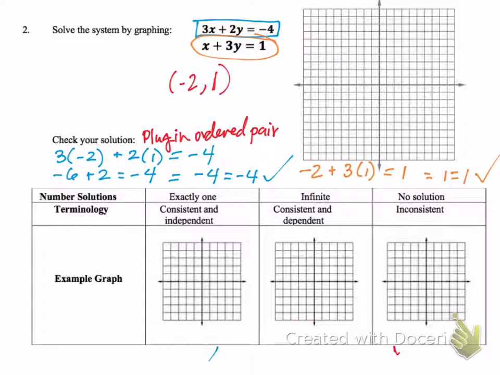So those both work. So there's 3 different types of solutions. If you have exactly one solution, that means that you have 2 lines that have different slopes. So they intersect at one point. So different slopes.